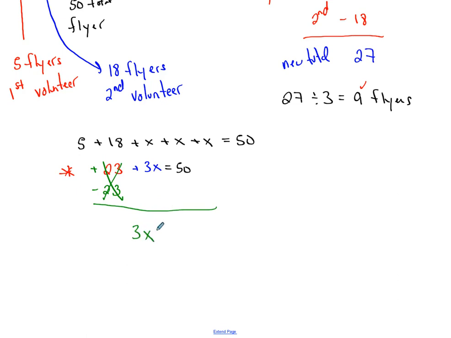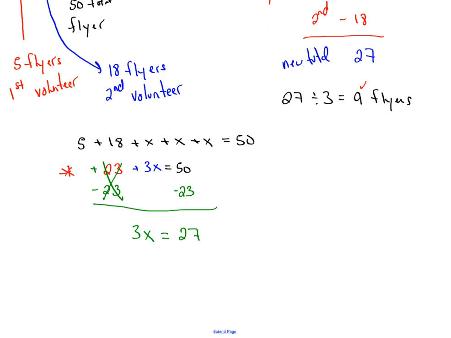But since this is an equation, and life has to be fair, if I subtract 23 from the left side of the equation, or the left side of the equal sign, then I have to subtract 23 from the right side. So 50 minus 23 equals 27. Beautiful. So now I have 3x equals 27. What does that mean, 3x equals 27? It means that those 3 boxes, they all equal 27.